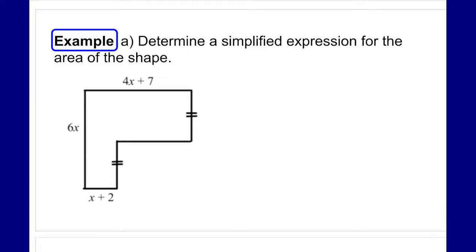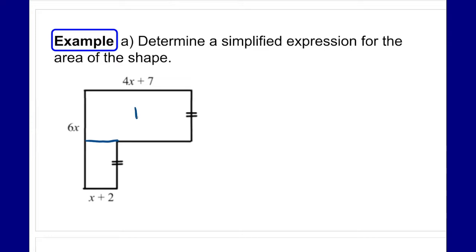In the next example, we're going to go through the same thing and determine a simplified expression for the area of the shape. Now, it's not a nice area or a nice shape. It is something kind of messy, but we can break it up into shapes that we know. I can break this up into 2 rectangles here. There are different ways you can do this, but this is one of them.